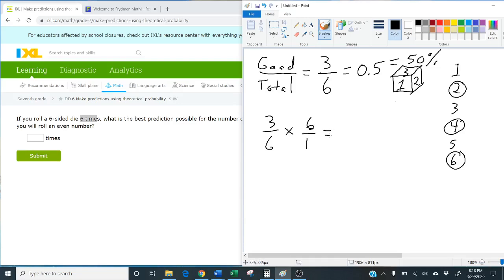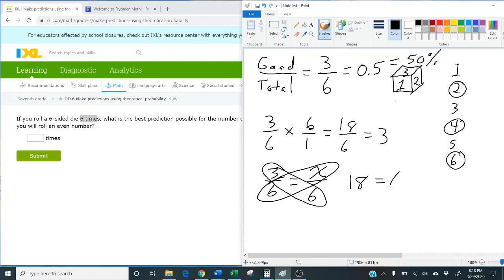Put the 6 over 1 there. We get 18 over 6, and 18 divided by 6 is 3. So again, the best prediction possible is 3. Proportion strategy would look like this. Three again.